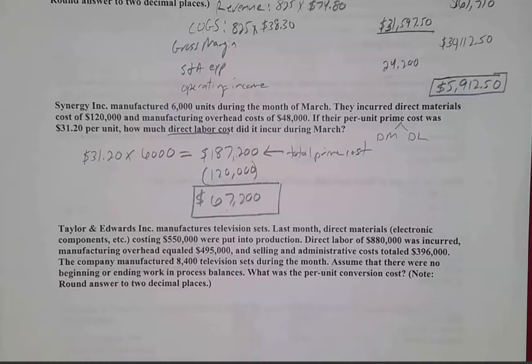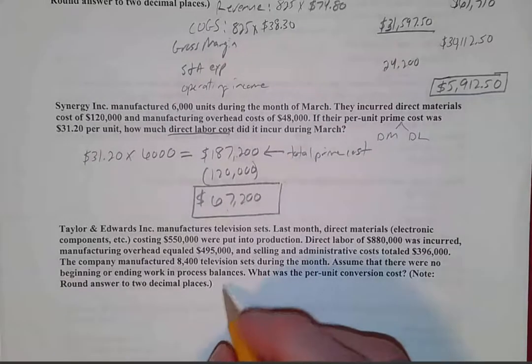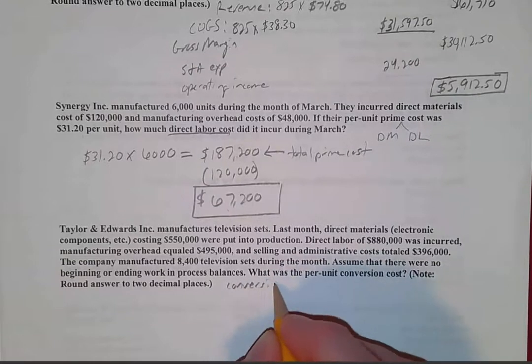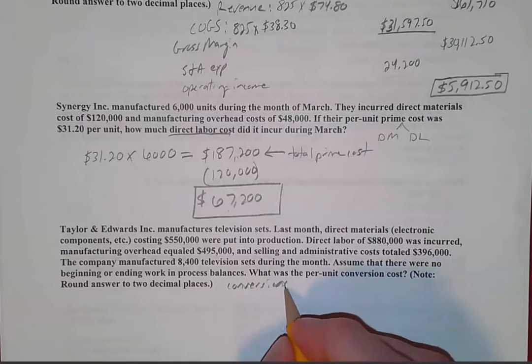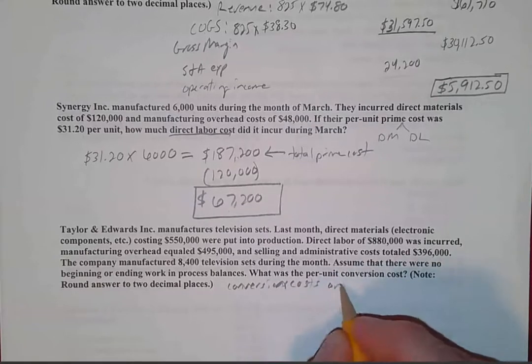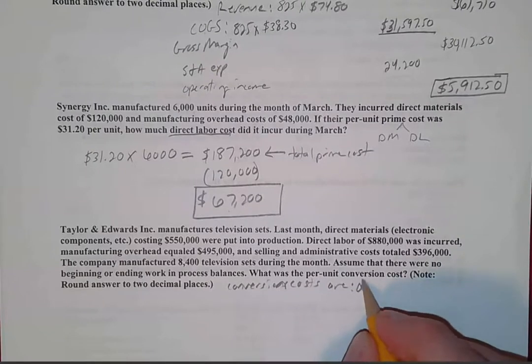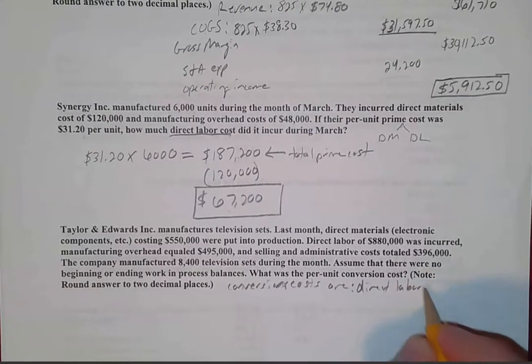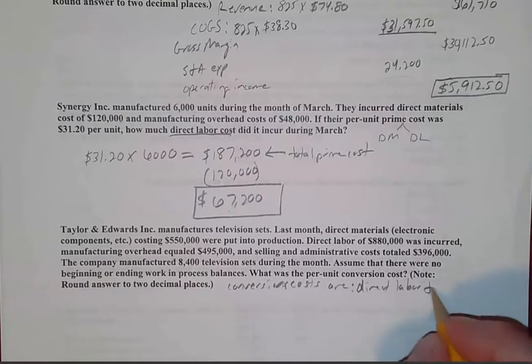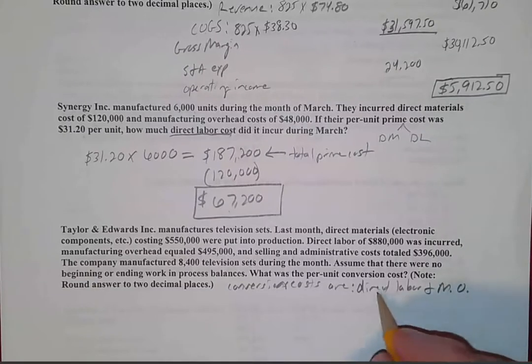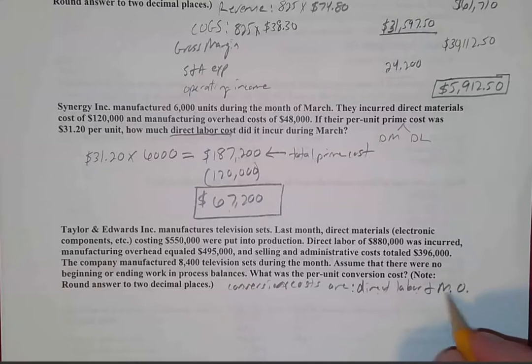Okay, so that simplifies things a little bit. What was the per unit conversion cost? So very basic. We just have to know what conversion costs are. And if we recall, conversion costs are direct labor, and if you'll recall, direct labor is also a prime cost, and manufacturing overhead. So direct labor, if you can read my writing, and manufacturing overhead.